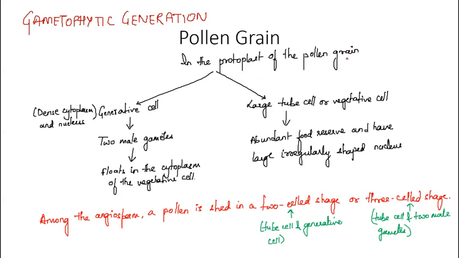There is the mitotic division, which will form what? It will form a generative cell and a tube cell. The generative cell will be small and the tube cell will be larger. The tube cell can also be called the vegetative cell.